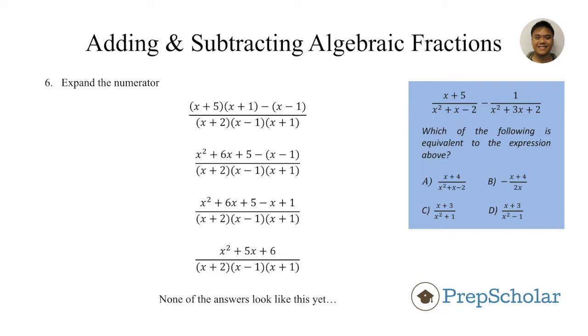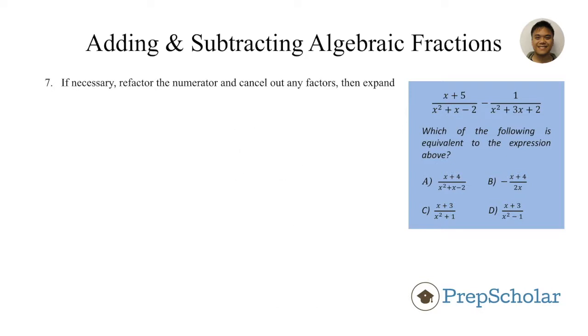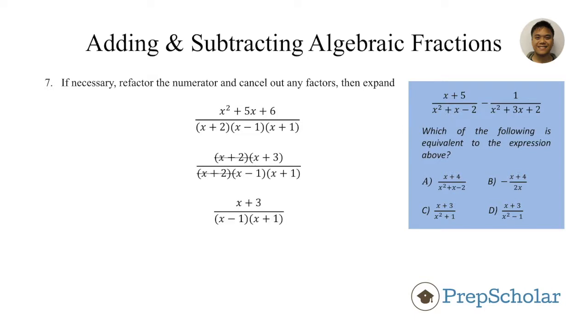This doesn't look like any of our answers just yet, so we're going to move on to step 7, which is refactoring the numerator and canceling out any factors that we can, and then expanding. So here's what we had. We can factor the top, actually, into x plus 2 times x plus 3 over x plus 2 times x minus 1 times x plus 1. And both the top and the bottom have a factor of x plus 2. So we can cancel those out, which gives us x plus 3 over x minus 1, x plus 1.